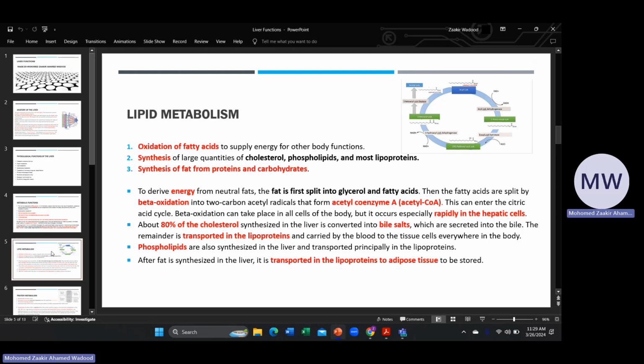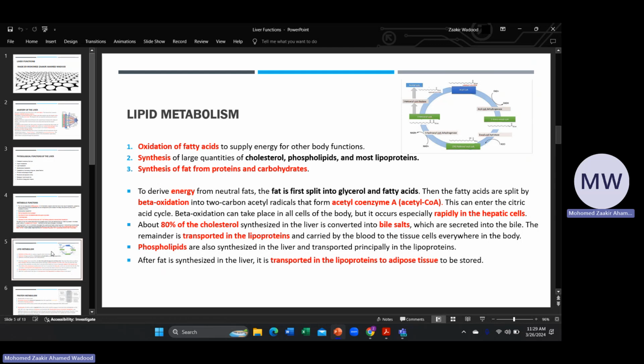So the majority of cholesterol is usually converted into bile salts, which are then incorporated into bile, and the rest is usually transported in lipoproteins. So it's very important, for example, for carrying other lipid molecules, like chylomicrons or apolipoprotein A, B, etc.